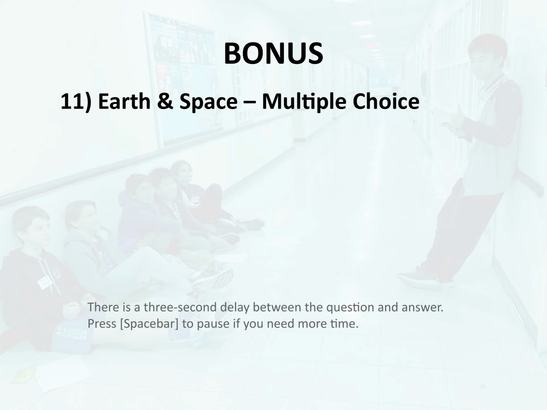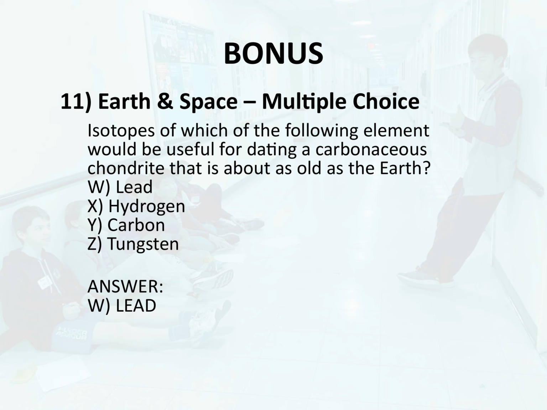Bonus 11. Earth and space, multiple choice. Isotopes of which of the following element would be useful for dating a carbonaceous chondrite that is about as old as the Earth? W. Lead. X. Hydrogen. Y. Carbon. Z. Tungsten. Answer. W. Lead.